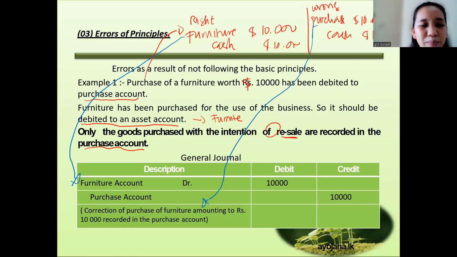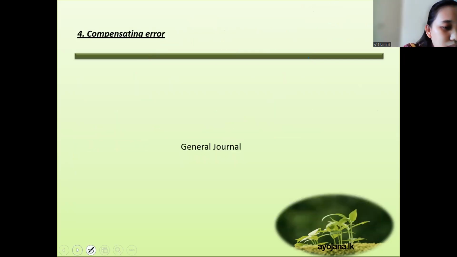If we're supposed to write furniture, just make furniture appear in our corrected account. Furniture is an asset, right? We put it on the debit side. We need to delete the purchase debit by putting it on the credit side, 10,000 and 10,000. That is how you correct the error of principle. Here you just put different accounts with different classes. Okay, that will be error of principle. We go next. Number 4 is compensating error.